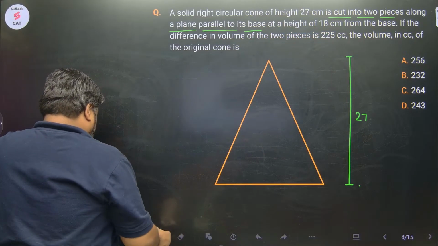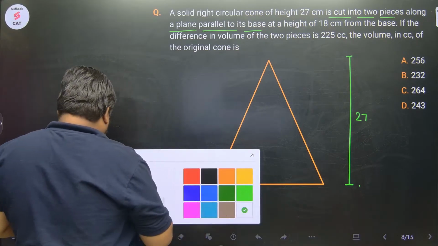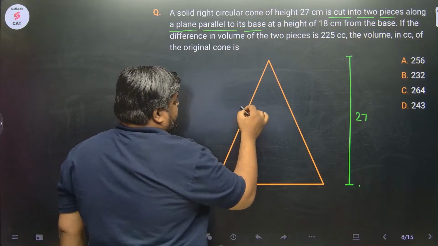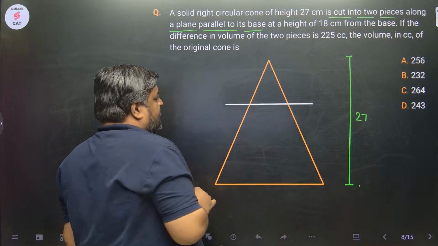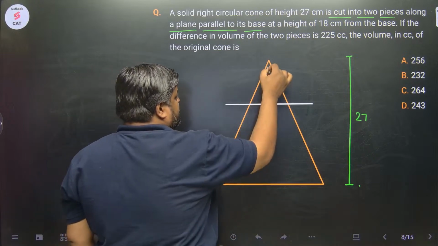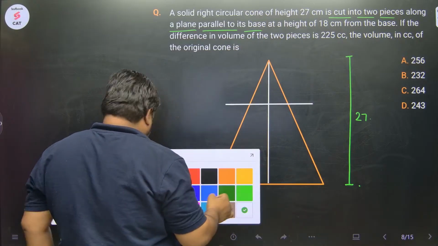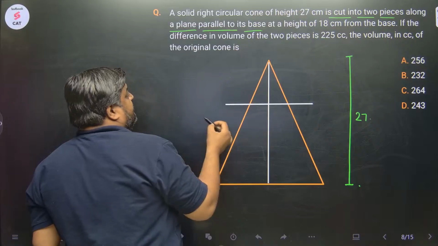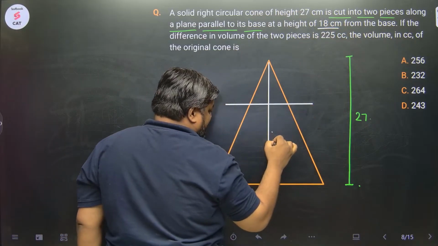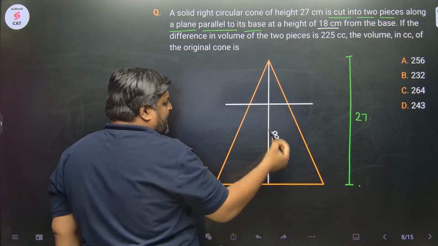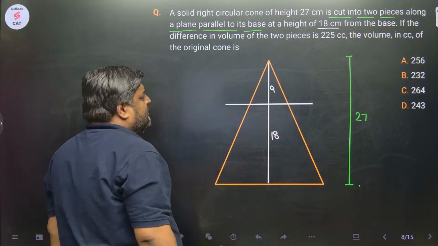Okay, so what they did is they did split into two halves. इधर से कट कर दिया. And this height, ये जो height है ना, this was 27 centimeter from the base. No, 18 centimeter from the base. So this is 18. Base से 18 centimeter. So what would be this length? This length would be 9.